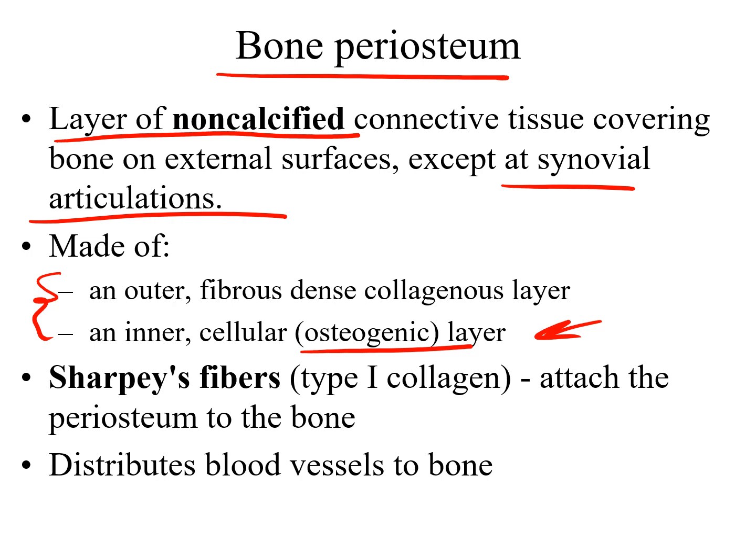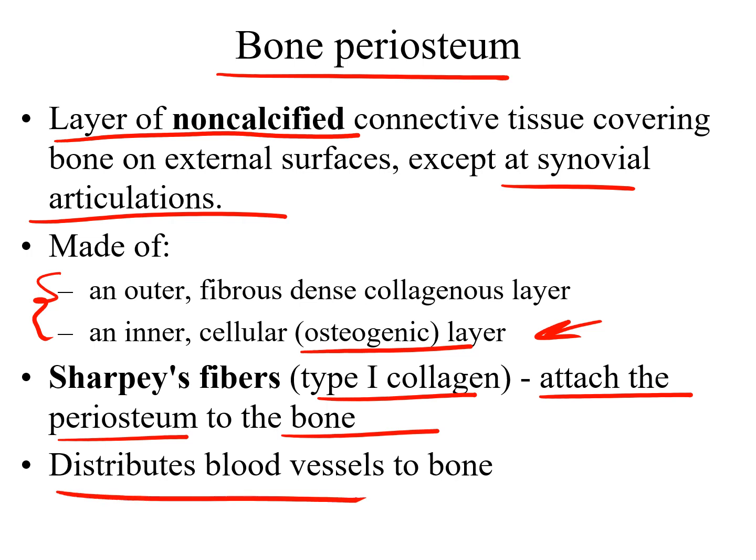Between the periosteum and the bone, there will be Sharpey's fibers, and these are usually type 1 collagen. The main function is to attach the periosteum to the bone. And in the periosteum, as in the cartilage, we have the blood vessels, and these blood vessels are responsible for the nourishment of the bone.